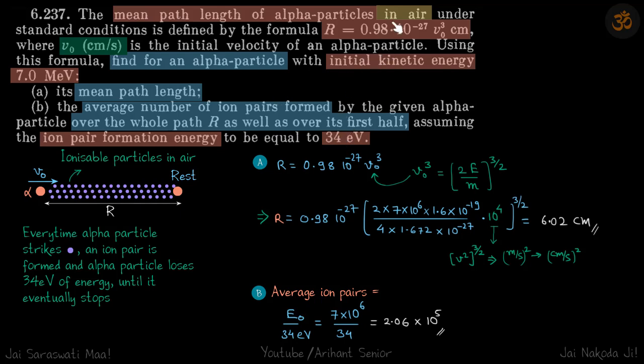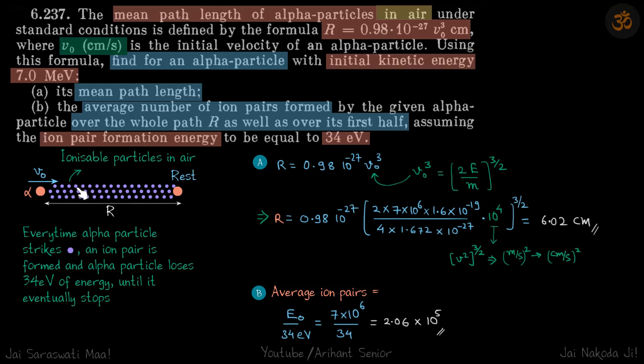So what is happening is these alpha particles, when they are released in air, they have a mean path length, which means they eventually come to stop. Why they come to stop, that hint is given to us in the last line, that ion pair formation energy is this. So we have an alpha particle with, let's say, initial velocity V naught, and in air we have a lot of particles.